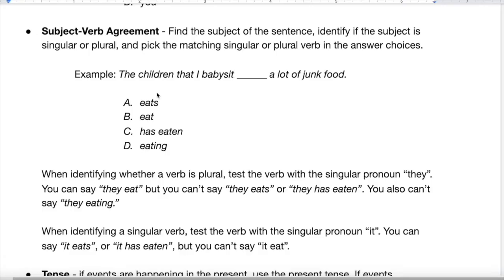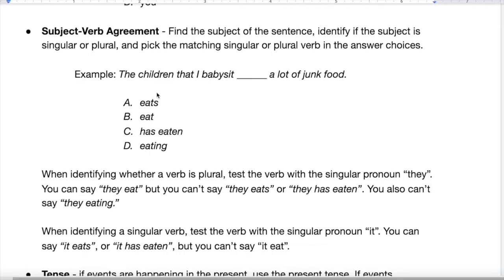Plug in "it" before the verb, and if it works, okay, it's singular. But if you need plural, like we need here, we'll plug in a plural pronoun like "they" in front of the verb. Does that make some sense? Like, you'll say, "they eats" to test answer choice A. Can you say "they eats," Francisco? No. Let's try answer choice B. Can you say "they eat"? Yeah, you can. That works. That sounds good. Okay, great. We'll keep B.